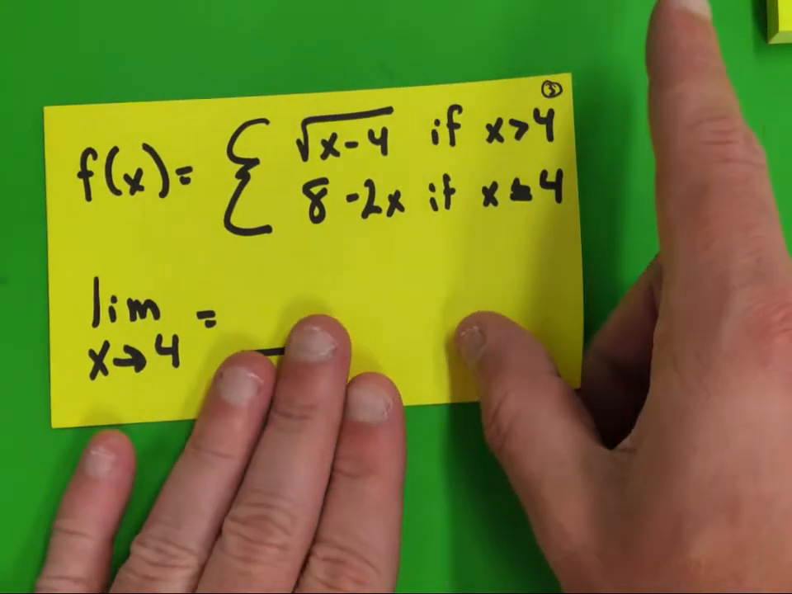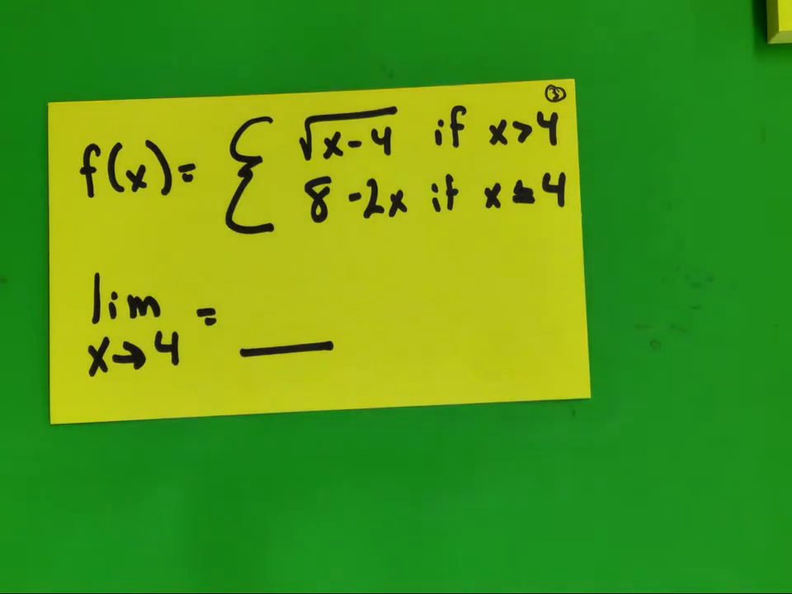All right, let's look at this piecewise. We want the limit as x approaches 4. Is this one-sided or two-sided? So we have to keep in mind both sides. Now, piecewise, you're going to have to check both pieces. So I plugged in 4, direct substitution. 4 minus 4 is what? 0. Square root of 0 is 0. So it's approaching 0 on the right side.